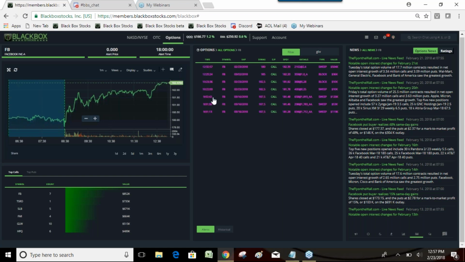Again, a minute later, sweep, 120,000 above the ask. 187.50s for March 16th. Seemed a little aggressive, a little farther out of the money than I normally go, but we followed them. Stock was over here this morning. We did this, so it's a decent day.